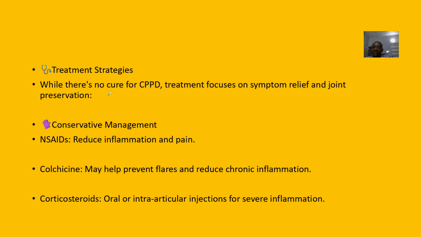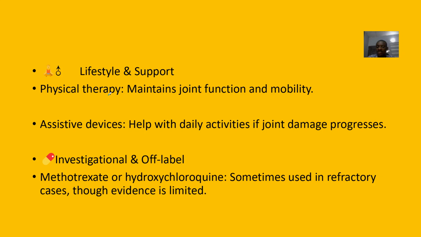Do you understand? For inflammation and pain, you use non-steroidal anti-inflammatory drugs, colchicine to help reduce the chronic inflammation, then corticosteroids also to handle the inflammation, because basically inflammation and pain is the issue that such a patient is having. You understand? So lifestyle support, physical therapies, like just keep on doing some one or two exercises, keep the joint in use. Because that will at least maintain some flexibility. Assisted devices will help you with your daily activities, and all of that.